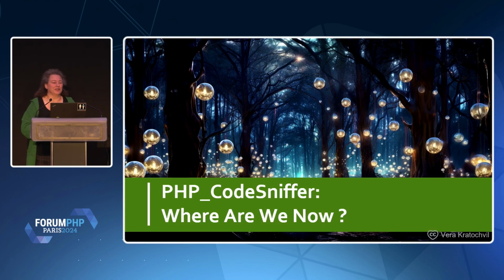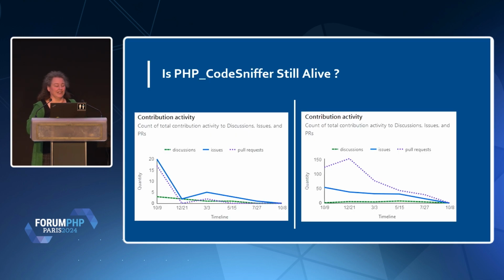So, Code Sniffer, where are we now? Did Code Sniffer survive? Yes, it did. On the left, you see the contribution activity over the past year of the original Code Sniffer repo. On the right, the new repo. You can see that huge spike initially where I worked through a lot of the backlog. And you can see that the activity on the old repo died down. Then again, you can also see that the new repo is not at a huge level yet. People are still finding their way to it. Then again, please also look at the different scales of the two images.